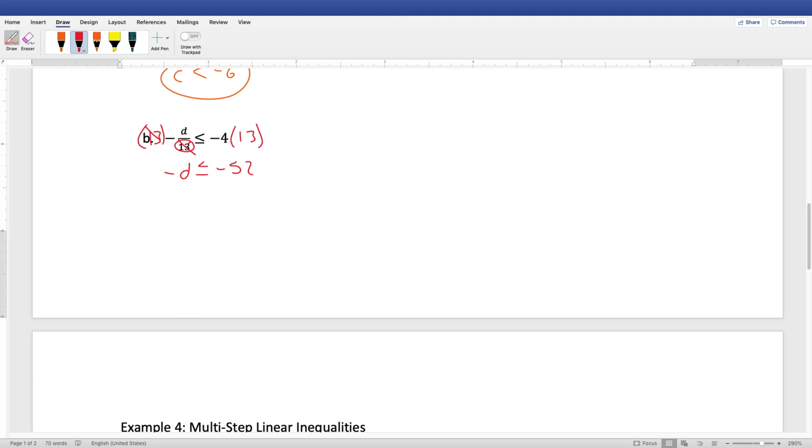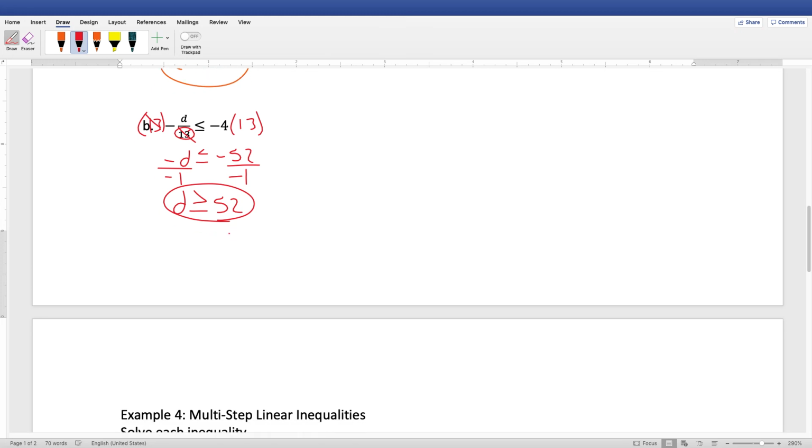Now, I'm not done because I need to get d by itself. So to isolate d, I'm going to divide by negative 1. Whatever you do to the left side, you must do to the right side. Dividing by negative 1 makes you flip the direction of the inequality sign. So I have d is greater than or equal to 52. That is the only rule change that you need to be aware of when using inequalities.